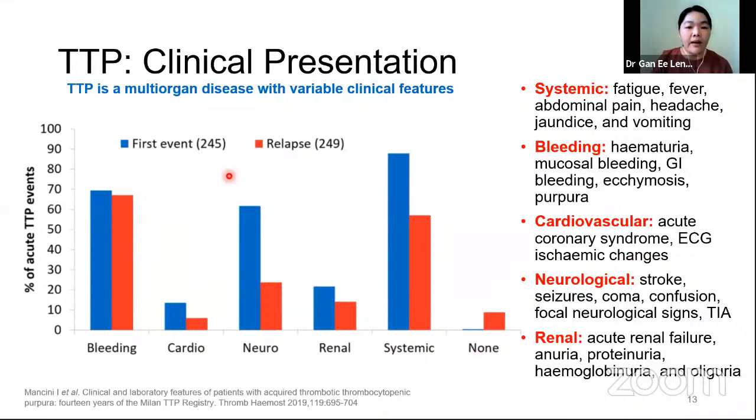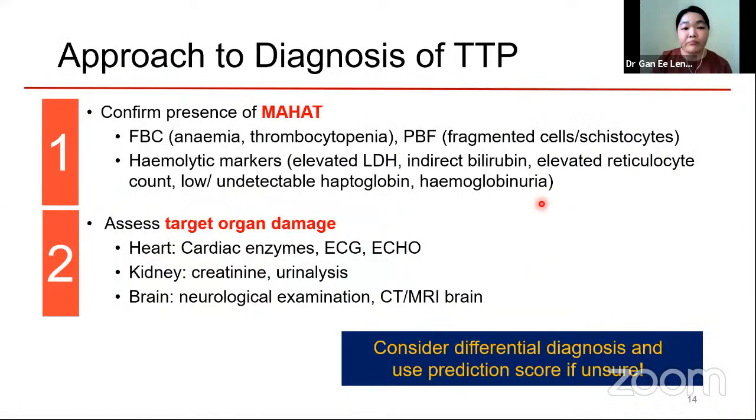Okay. So what about relapse cases? Again, in relapse, most of the patients came in with bleeding tendency, followed by systemic symptoms, and then followed by neurological manifestation. In addition, I would say the renal presentation and cardiovascular presentation are rather rare in relapse. Okay, so this describes the variable clinical features of TTP.